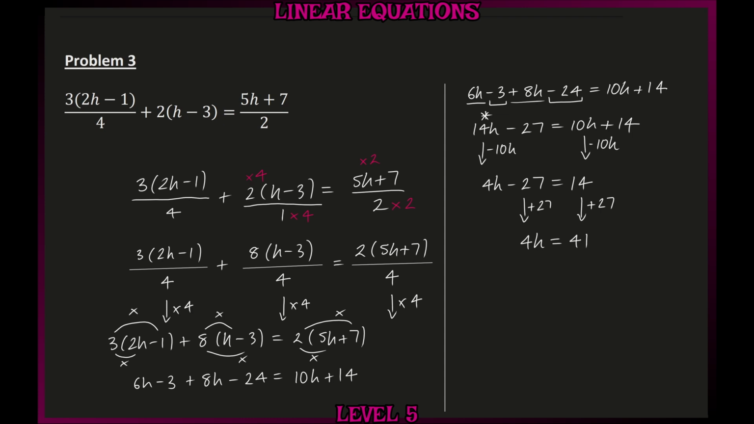Finally, we need to remove the times 4 from in front of the h, and we can do this by dividing by 4 and doing exactly the same on the right. And the times 4 and the divide by 4 on the left cancel out to leave us with h. And on the right, 41 divided by 4 can just be written as 41 over 4. So h equals 41 over 4 is our final answer to problem 3.